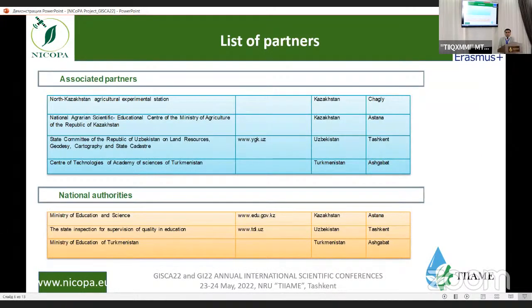please. We have also associated partners who help our project, who can give advice in the educational sector and also in the agricultural sector. For instance, the associated partners, which was previously the State Committee for Resources, Geodesy and Cadastral, currently it's the cadastral agency of the Republic of Uzbekistan, and also other ministries, the Ministry of Education and Science from Kazakhstan, the State Inspection for Supervision and Quality in Education of Uzbekistan, and the Ministry of Education of Turkmenistan.